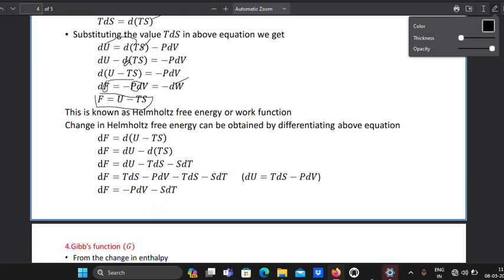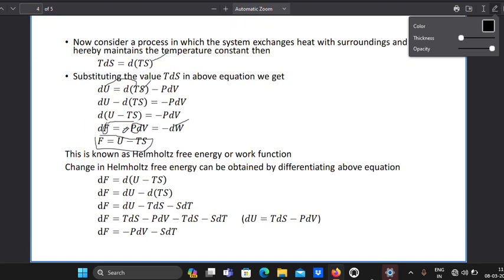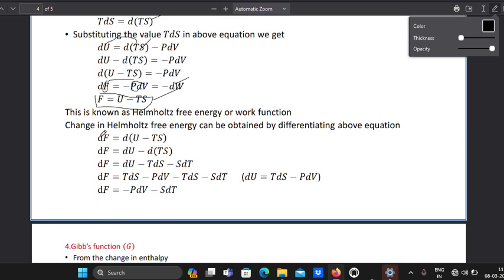Now the change we have to write finally. Whatever thing you take, their change we have to write. So that means differentiate it. This is known as Helmholtz free energy or work function. Change in Helmholtz free energy can be obtained by differentiating the above equation. So differentiate it. So like this, dF is equal to d of this one. Multiply d value inside. We get like this.